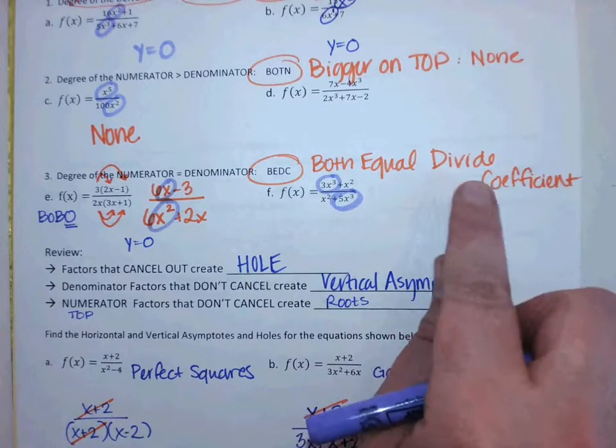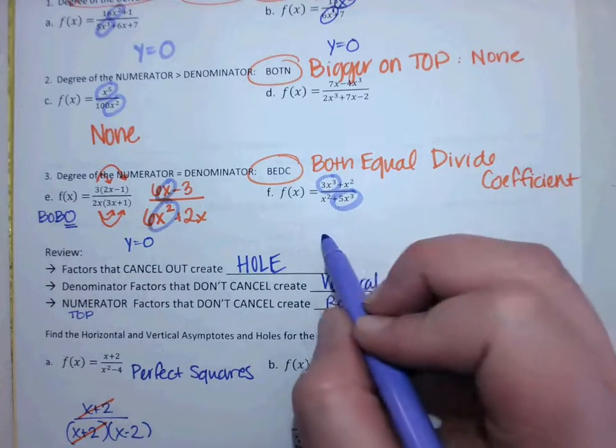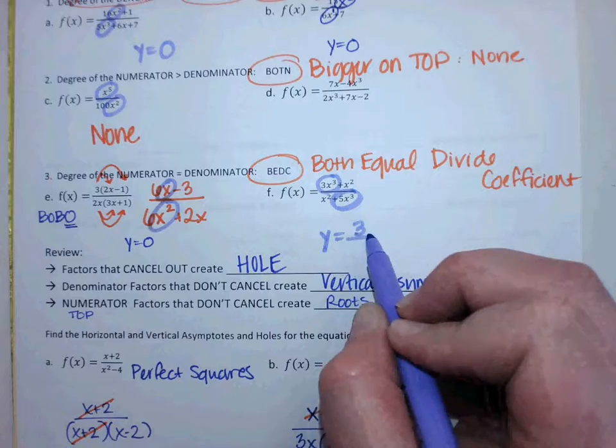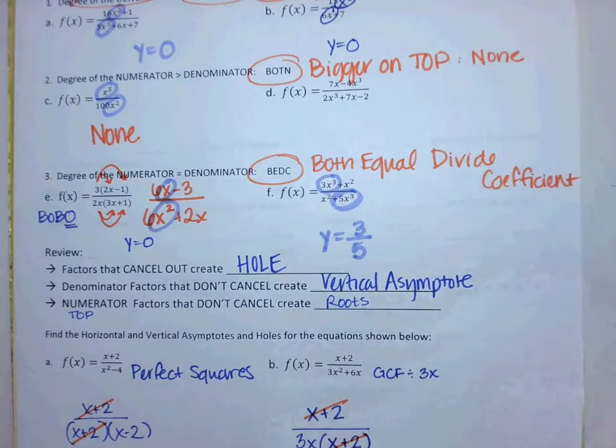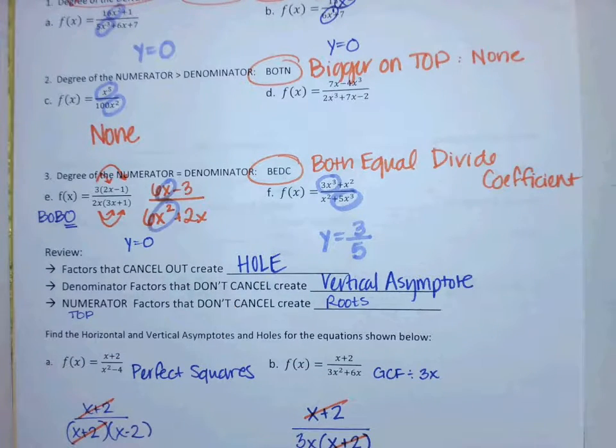Then divide the coefficients. It means you put the numbers on top and on bottom into a fraction. So it would be y equals 3 on top, 5 on bottom. Okay, but you have to pull the coefficients that go with the x's that matched. So I can't use the 1 from the x squared. I have to look at the x3s, take the numbers from the front, make a fraction out of it.